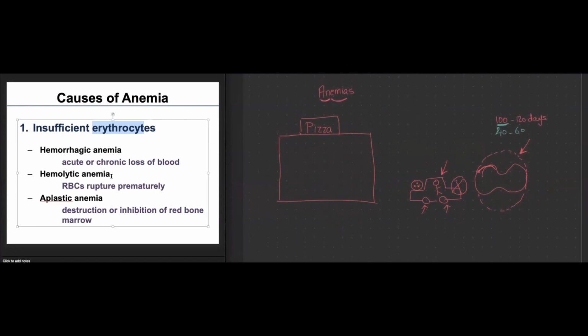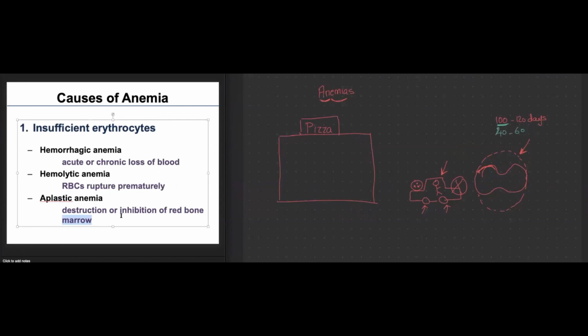Another problem that might cause insufficient erythrocytes would be aplastic anemia. A means without, no, and plasto means genesis or creation. So what's plastic surgery? What's another term that we use for plastic surgery? We use reconstructive surgery. So plasto is the construction. So here I have a problem with the construction of the red blood cells. I have a problem in my red bone marrow.